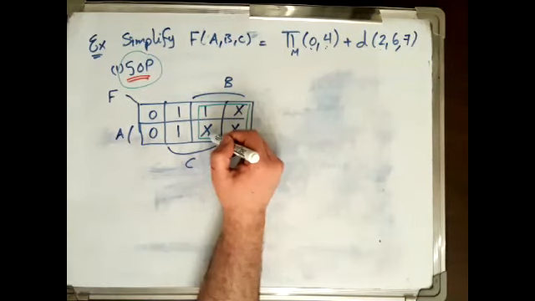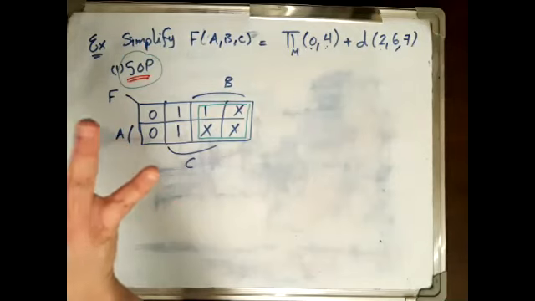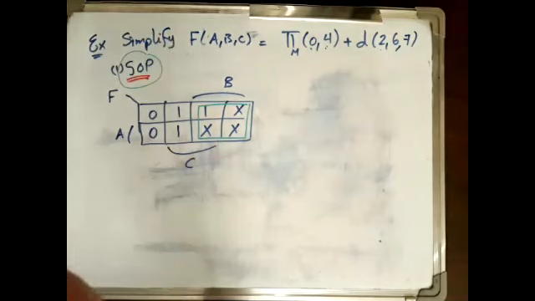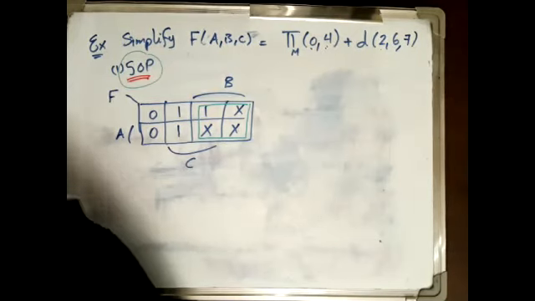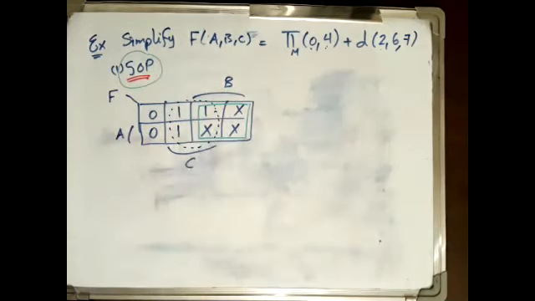Why didn't I change them to ones? Because, as I said before, when you simplify the function, you don't have to cover all the don't cares. You need to cover all the ones. If you change all the don't cares to ones on the map, you will be forced to cover all of them because that is the procedure. But this is not required because these are don't cares. You need to cover the ones or the zeros, but you can use the don't cares to make your prime implicants large. Another prime implicant is this one. Another prime implicant is this one.